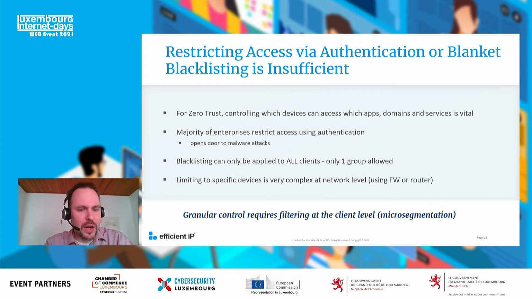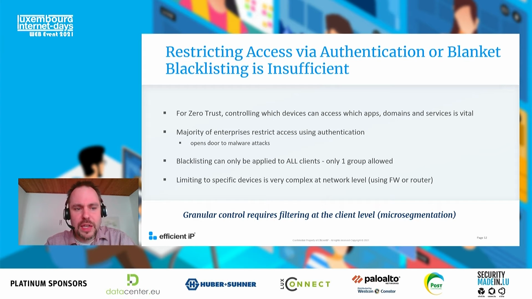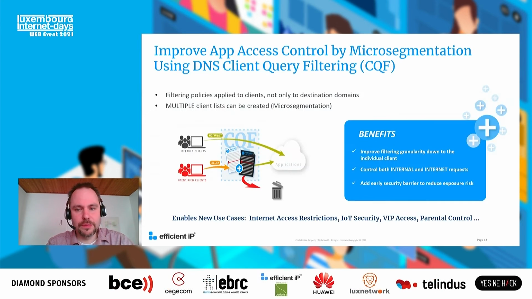Blacklisting DNS applied by firewalls is usually a one for all, and it allows you to create just one group containing all clients. They can either access DNS or they can't. But ideally, you want to limit the access for specific devices only, while allowing other devices to just pass the control and use DNS like they are supposed to. Doing that using a firewall is very complex to set up and especially to maintain. So if you want to add granularity, you need to go down to the client level for applying filtering, or what we call microsegmentation.